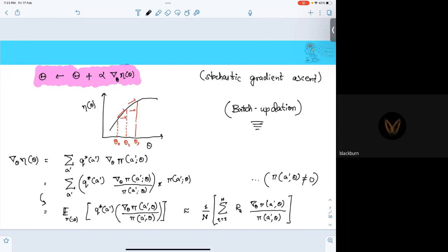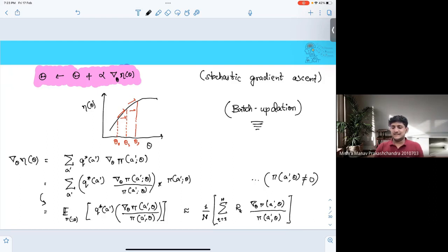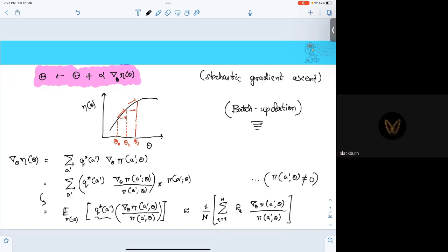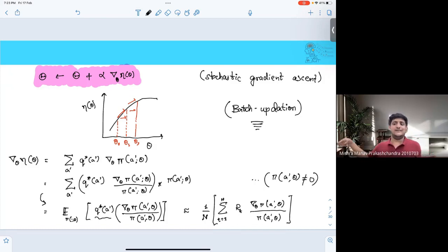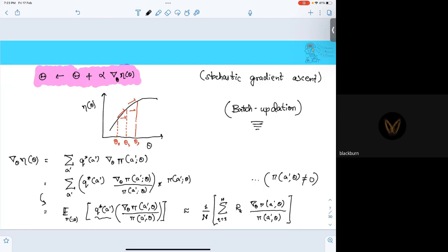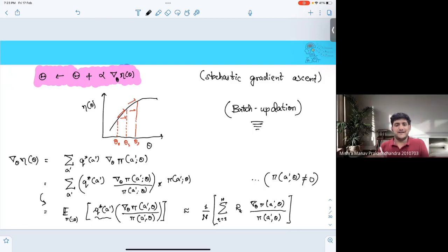One question, sir, will the RT term introduce some variance to this? It will. But to minimize the variance, I am trying to increase the number of samples. So the greater the N value, the lesser the variance will be. Okay. So this RT will slowly become this. So this will work if we just sample RT multiple times, yes. Because if I sample RT multiple times, I am getting closer and closer to the expectation of RT, right? Which is similar to my Q star of A prime.